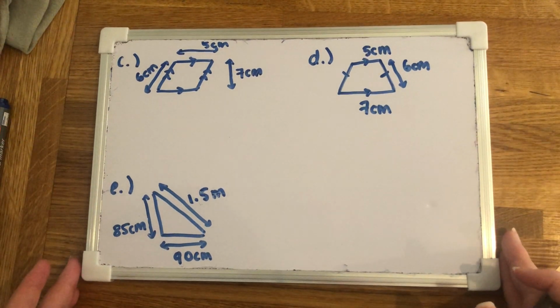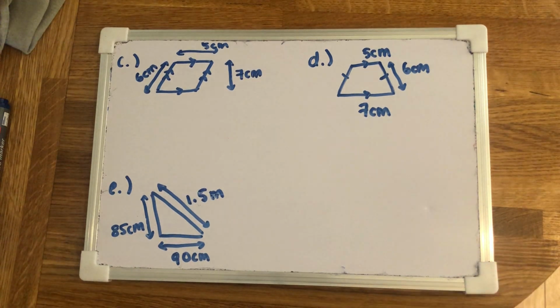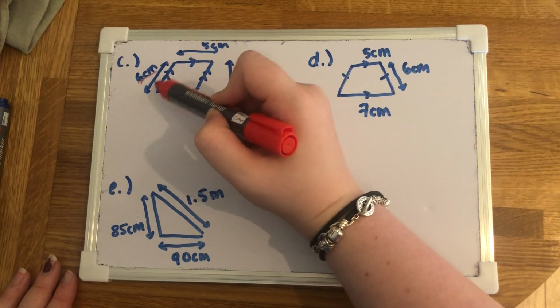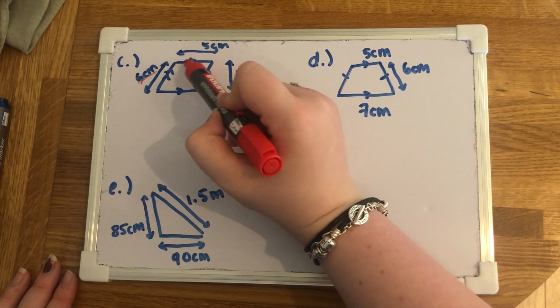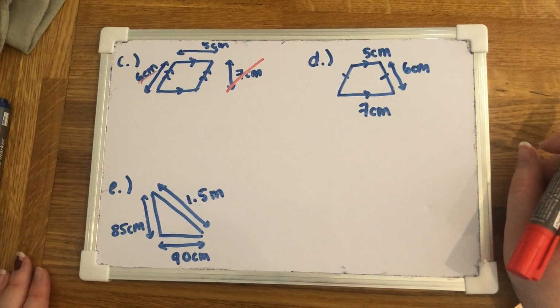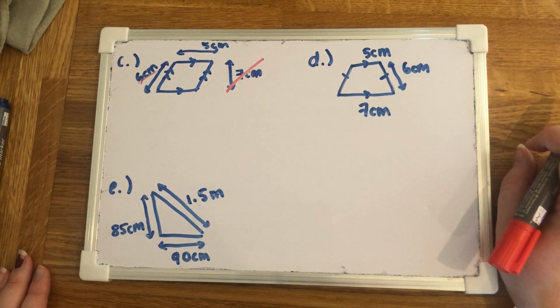So the next one, as I said before, is a parallelogram. Now sometimes they do try and trick you by adding in extra lengths that you don't need. So for this one, we're going to need the 6 because that's the length here, and we're going to need the 5. We don't need the 7. The 7 is not helpful at all. That's just telling you what the height is.